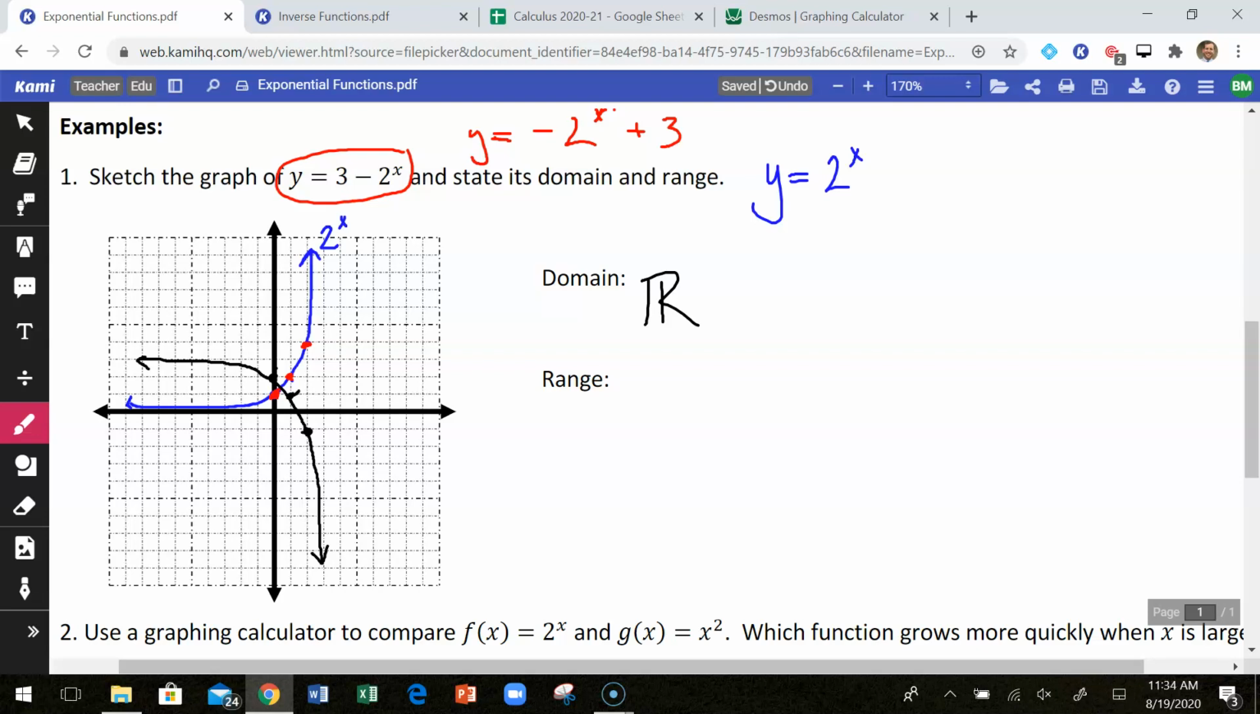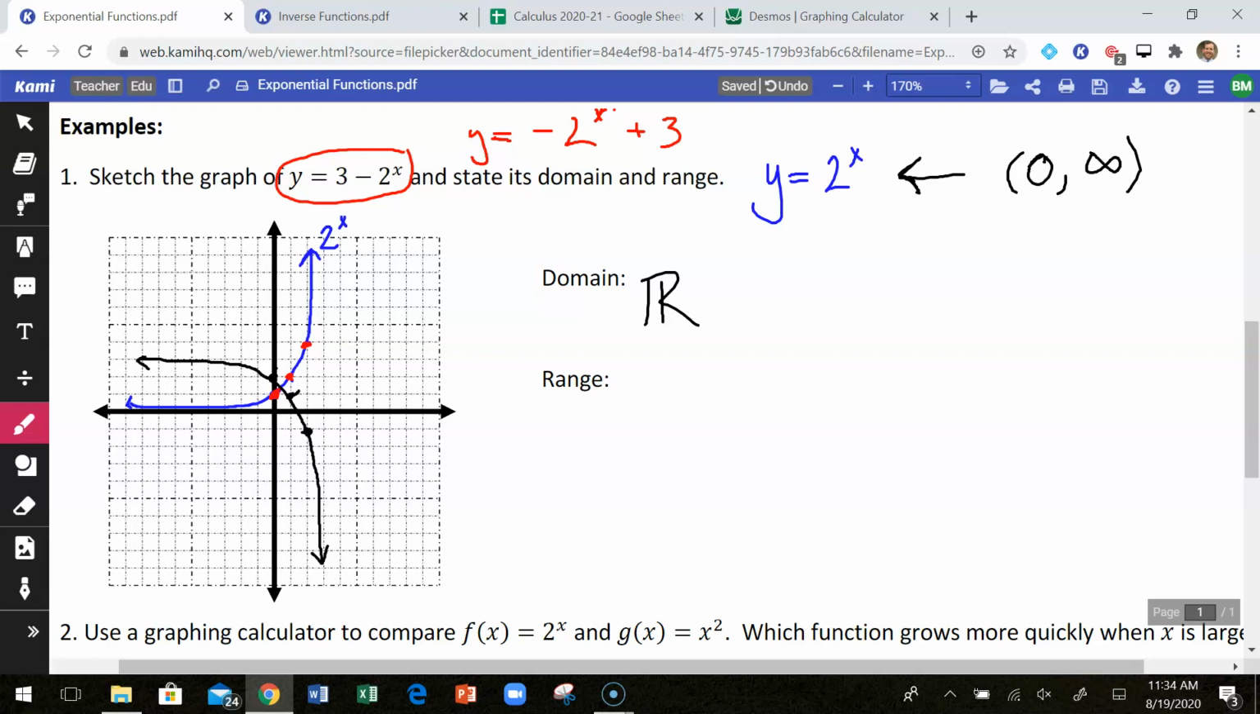The range we're restricted. So normally the range for an exponential function without transformations is that you're going to get positives, so it's going to be 0 to infinity. Whether it's exponential growth or decay, doesn't matter. Your range is going to be 0 to infinity. You're going to get all positive numbers there. It's going to be above the x-axis. Because of these transformations, that's been flipped.